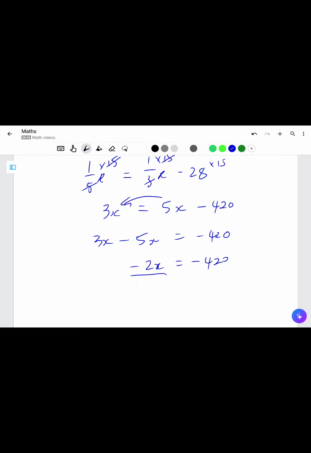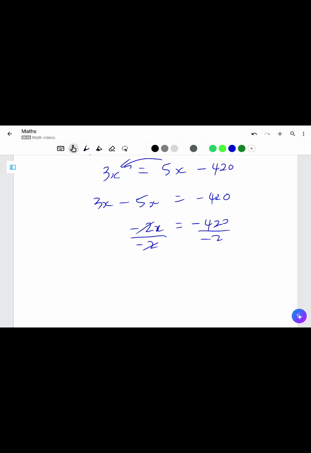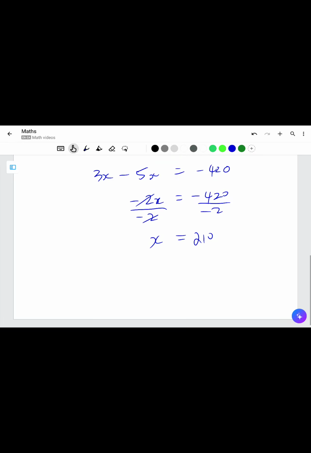Okay, and then we're going to divide by negative 2 on both sides. Okay, and now we're going to get x on its own. Okay, so we can see now that negative 2 goes into negative 420 a positive 210 times, right? So what conclusion can be made now, guys? We can say that Pusela initially had 210 Rand, right?